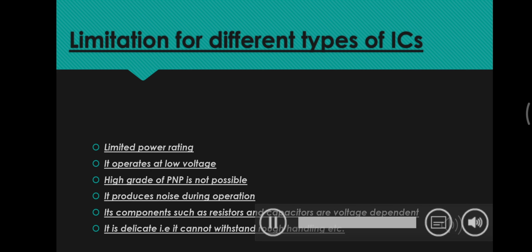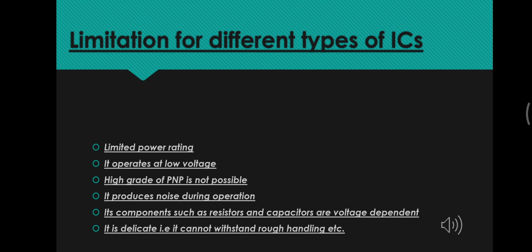Limitations of different types of ICs. First, it operates at low voltage. Second, high grade PNP is not possible. Third, it produces noise during operation. Fourth, its components such as resistors and capacitors are voltage dependent. Fifth, it is delicate, so it cannot withstand rough handling, etc.